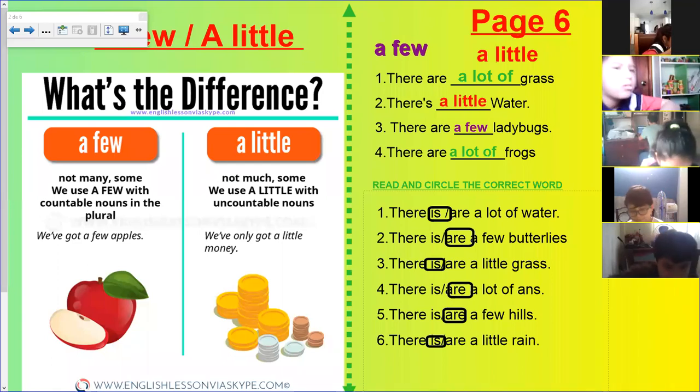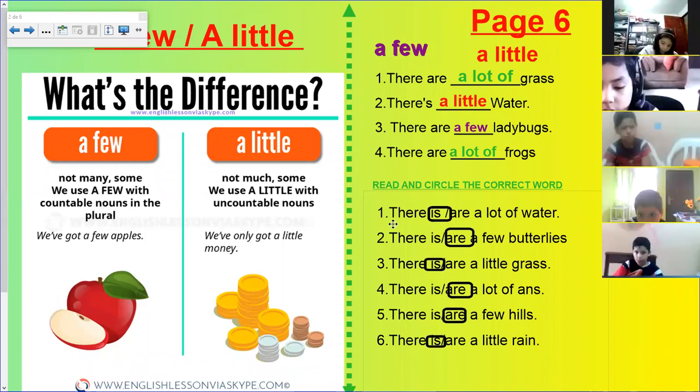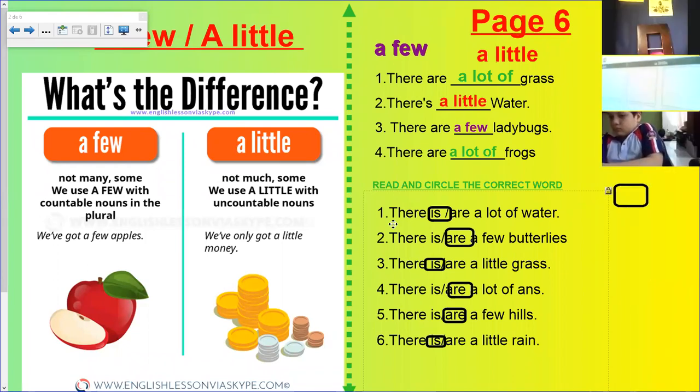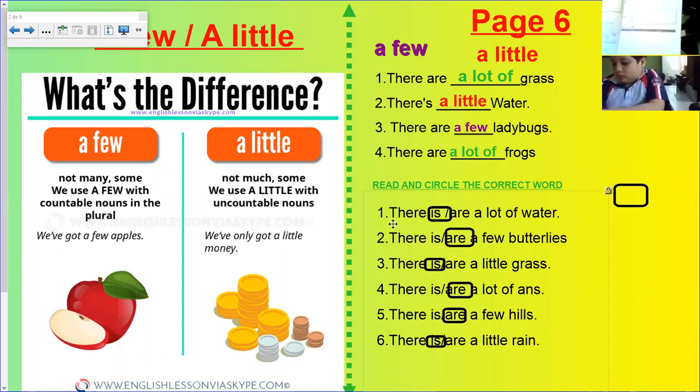Show me your book. If you have a question, don't hesitate to ask if you don't understand something. On page number 6, we finished. Everyone finished? Sebastian, you finished. Amelia, you finished. Okay, Crystal, finished. Very good.